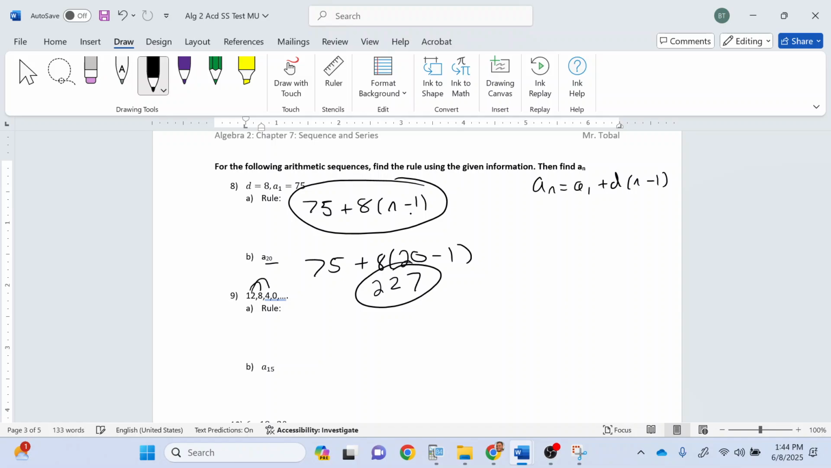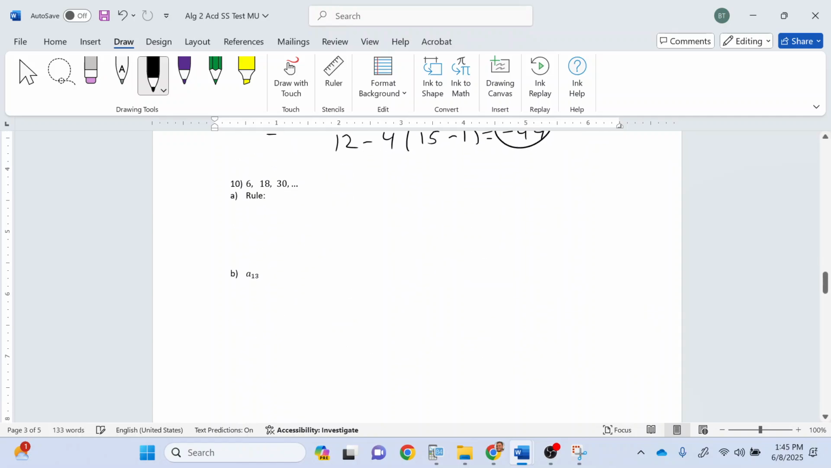We're trying to figure out the pattern here, though. What's happening? Looks like I'm doing minus 4, so D is -4. The difference each time is -4. Over here, my A1 is my starting point. Looks like I started on 12. So my formula is 12 minus 4 times n minus 1. So when I plug it in for 15, it's going to be 12 minus 4 times 15 minus 1. So 12 minus 4 times 14, which is going to be -44. How easy is that? Next one.